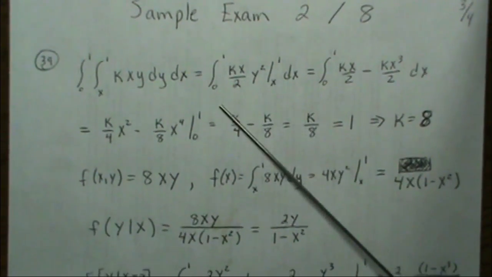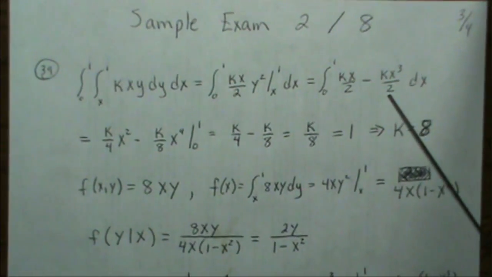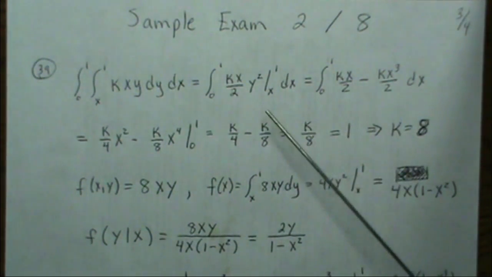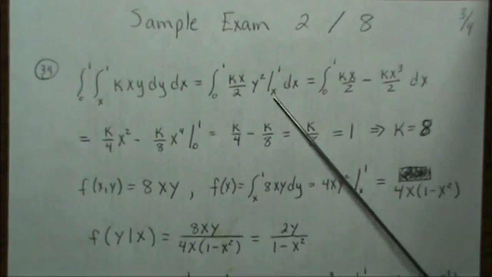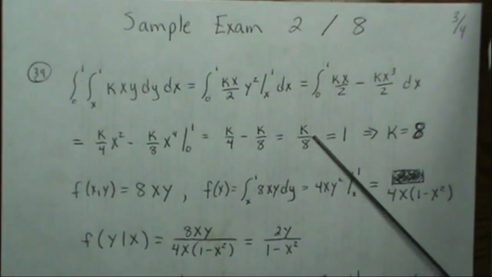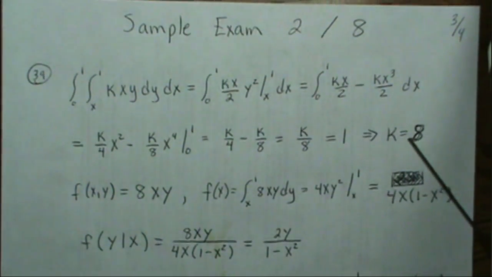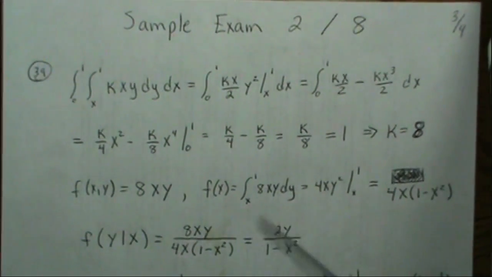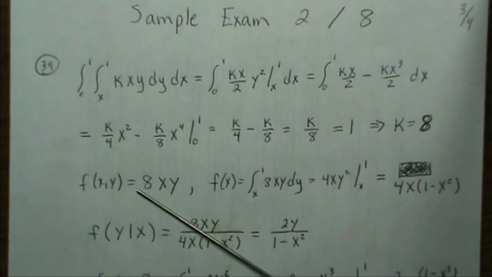So we sum over y first, plug in the values, integrate over y, plug in the values, integrate over x, plug in the values. So we get k over 8 equals 1, which implies k is equal to 8. So that's our density function.